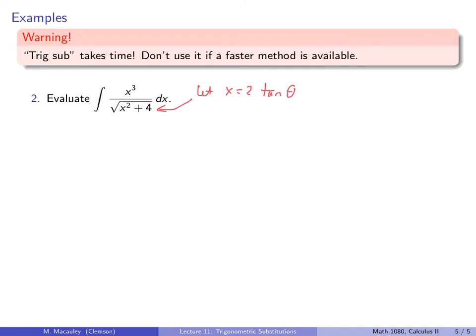So let me not do that. Let me instead let u equal x squared plus 4. So du equals 2x dx. And let's see what happens. So this integral, I think this will work.